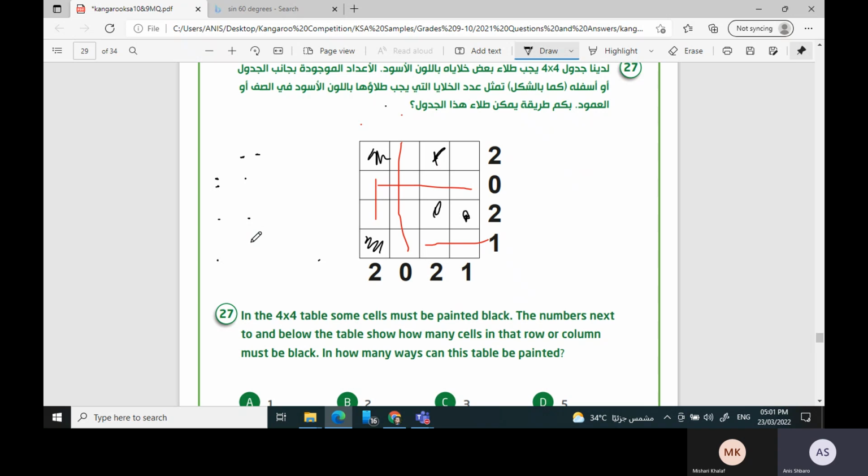Okay, the tricky part is this. They are sure that others will forget choices, so they added this question. Okay, now I want to play with this. I'm going to stick on it because I don't want to lose any way. So the first one, these two. The second one, this one and the above. The third one, I'm going to keep it empty, and I'm going to paint these two.